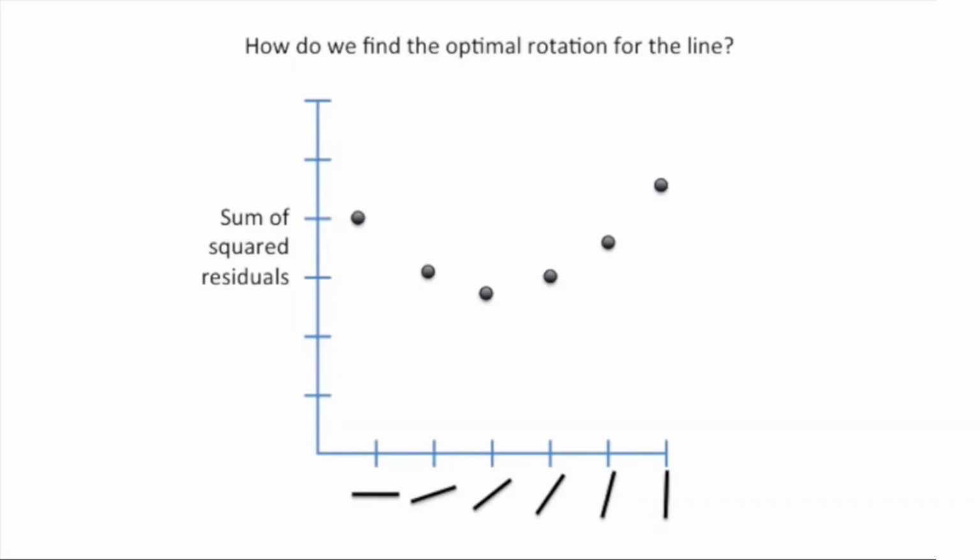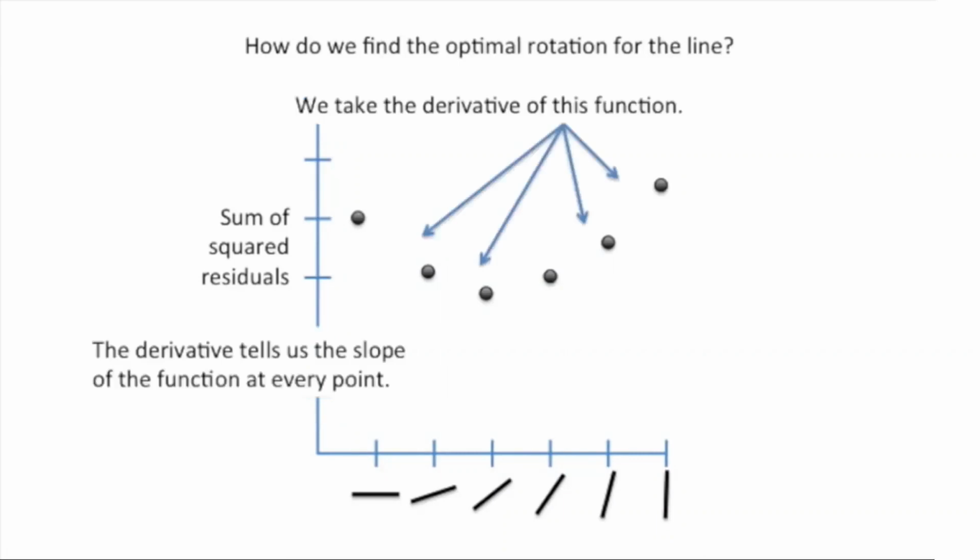So to find the optimal rotation for the line, you basically plot the numbers on a graph, and from that graph you find the optimal value. Obviously, you now understand that as you increase the slope, the sum of squares will decrease and then increase, and it will follow the same pattern for any scenario. Okay, now if we take the derivative of this function, that derivative tells us the slope of the function at every point, right?